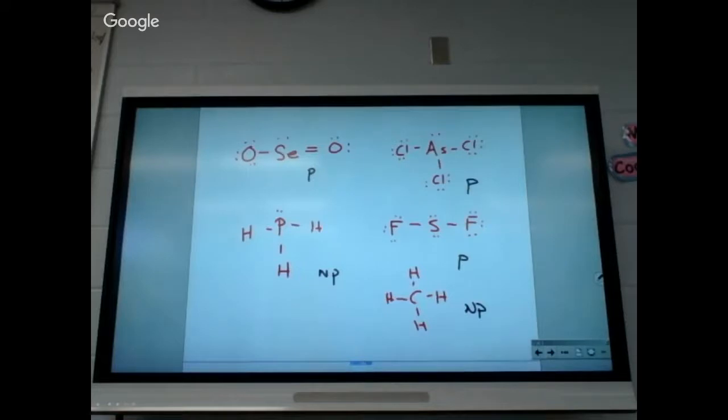You need a periodic table so you can find your number of outer shell electrons. If you want your electronegativity table, use that one. If you don't want that one and you want to use your orange one, that'll be fine too. You can use your orange one.